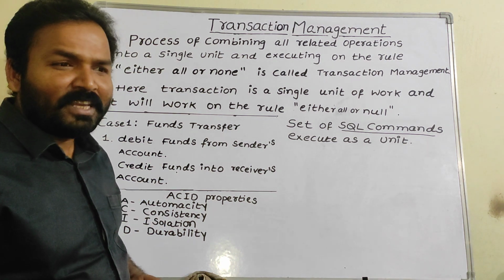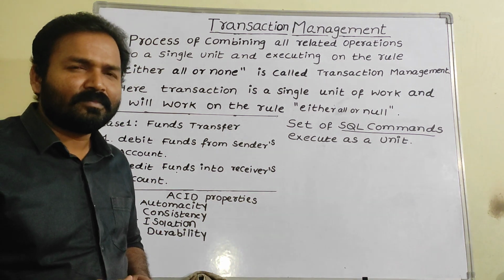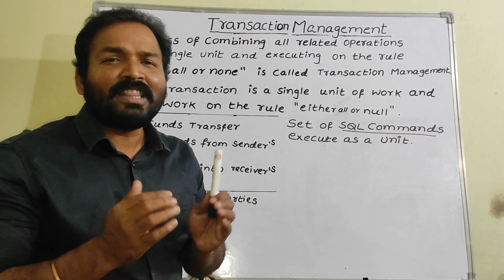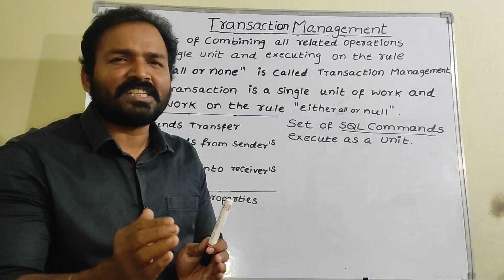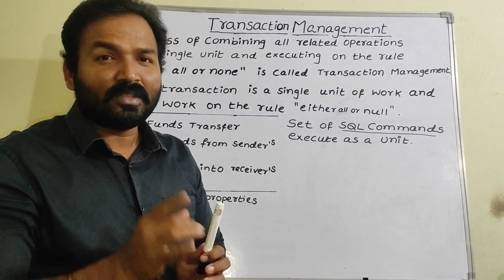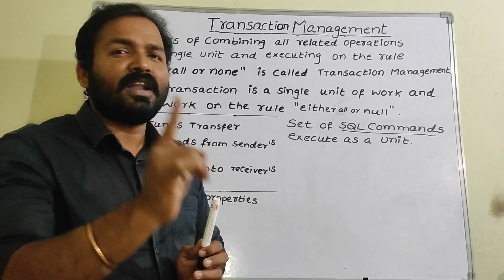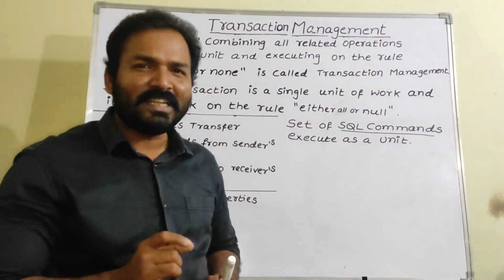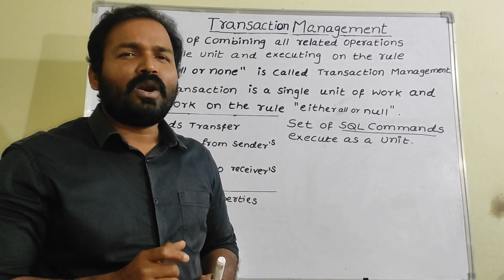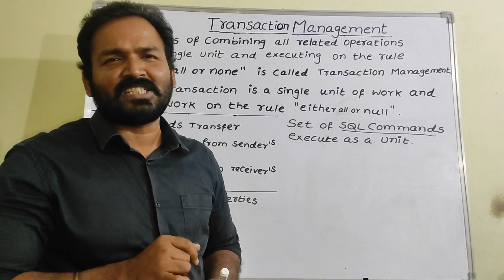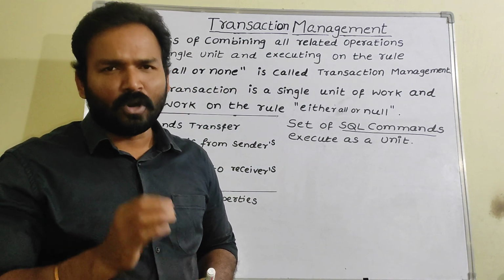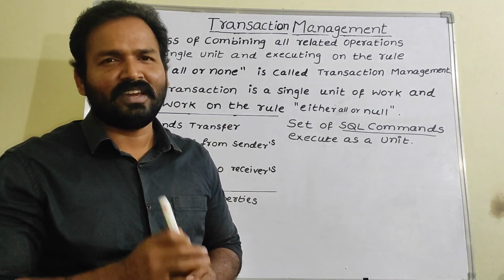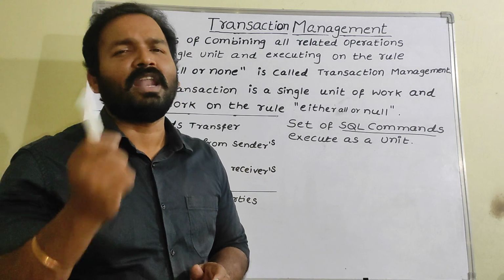What is the first property? Atomicity, which means all the commands in the transaction will execute, or none of them will execute. Either all or none.